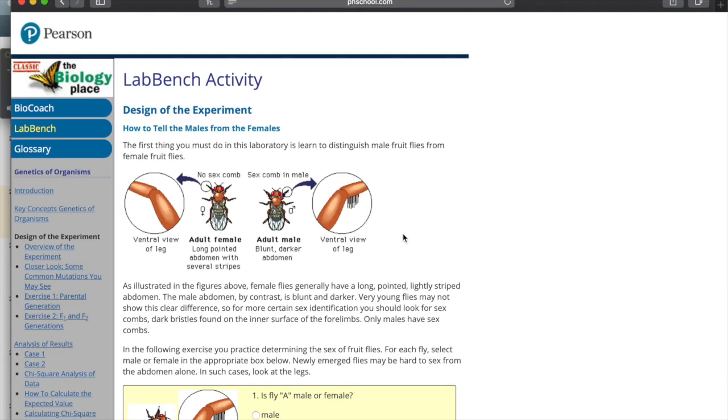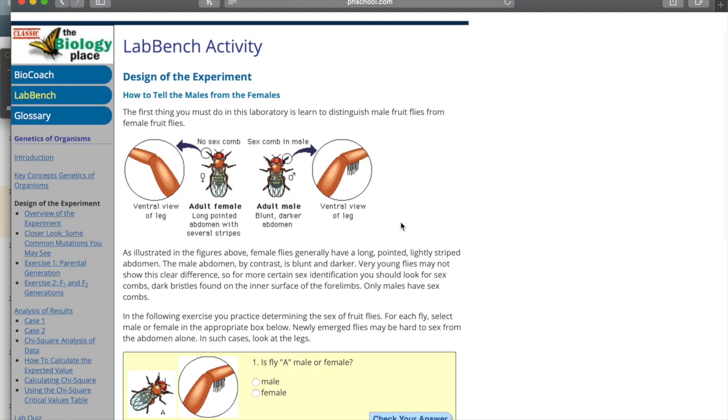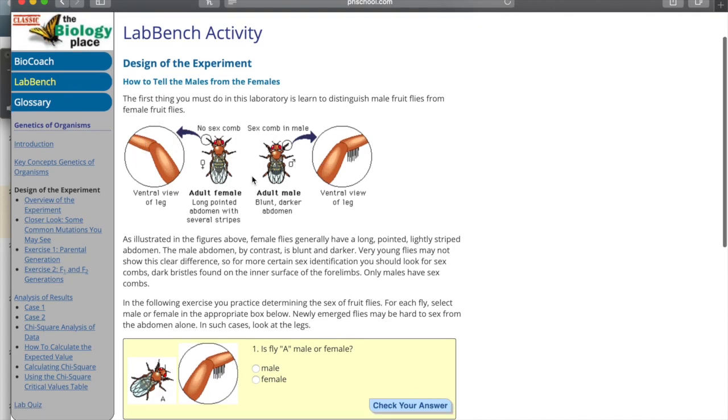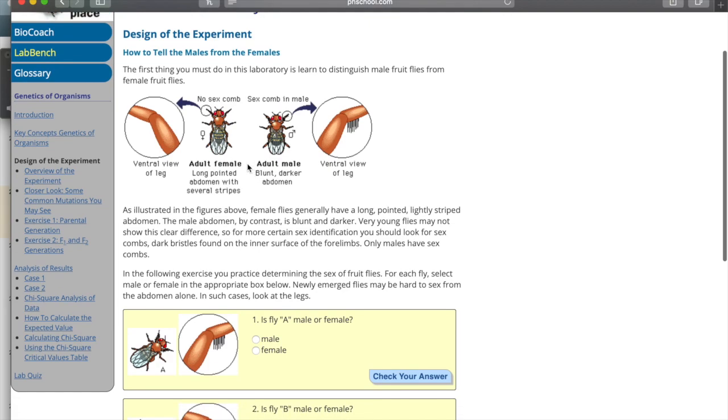All right, so designing the experiment. The first thing it's talking about is how to differentiate between the male and the female flies. So the real main difference here is going to be that the males are a little bit shorter but wider, as you can see here. And then the males also have this comb on their leg that the females do not. So those are the two tells that you're going to be able to have. This shouldn't be too necessary because it should make it pretty clear, but that's just some information that's going to help you with this lab.